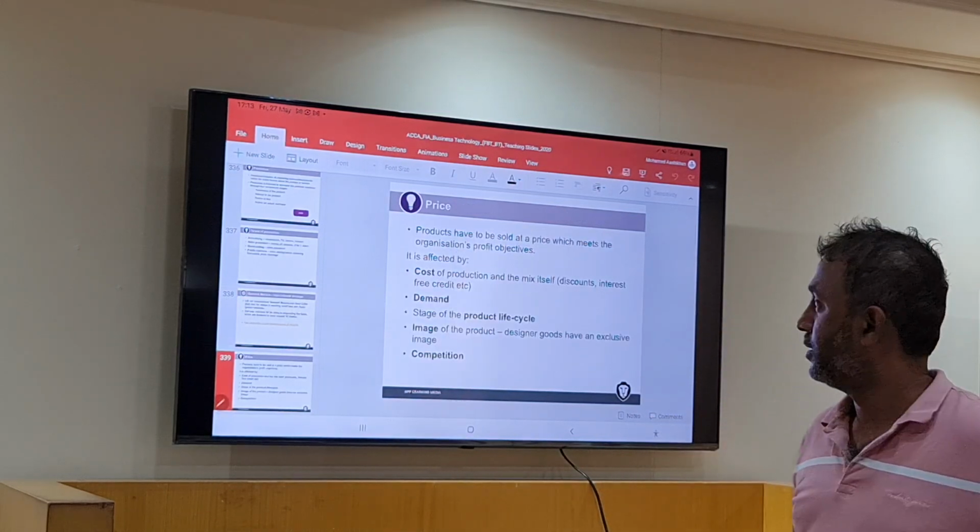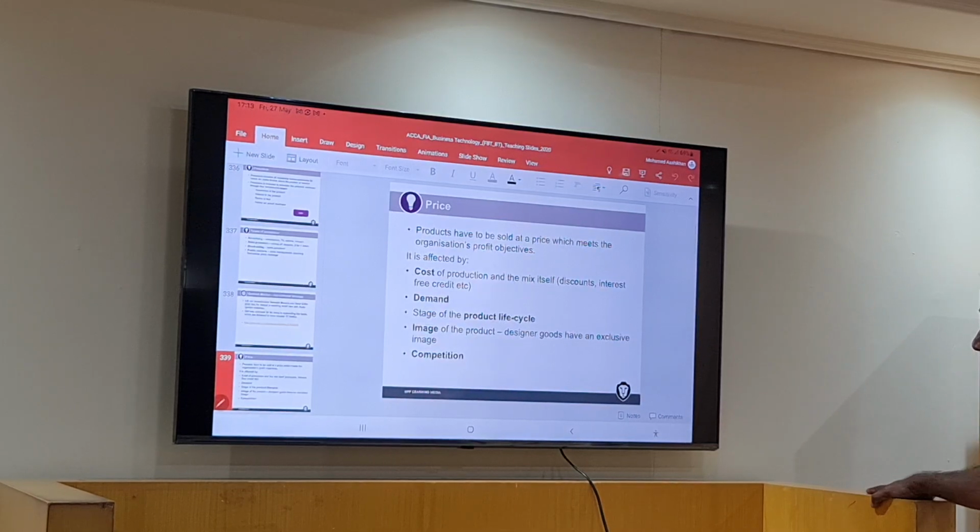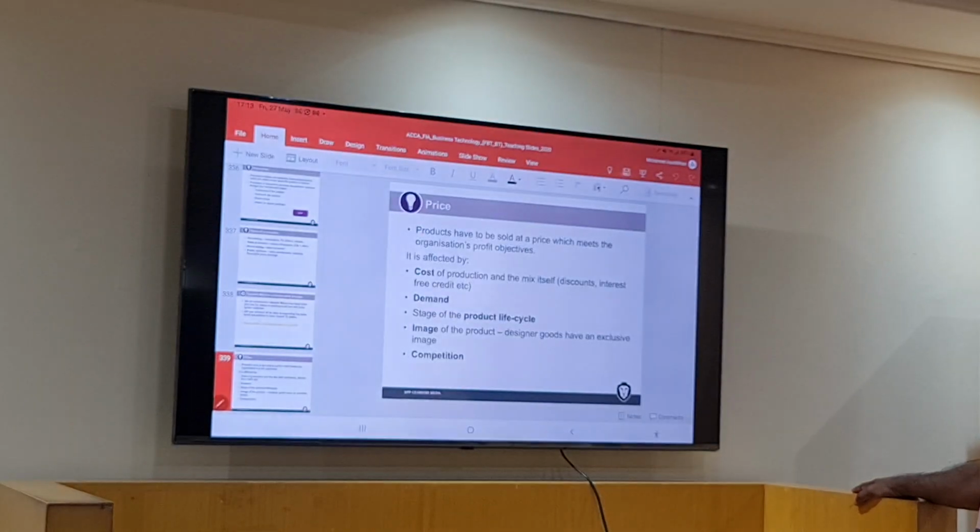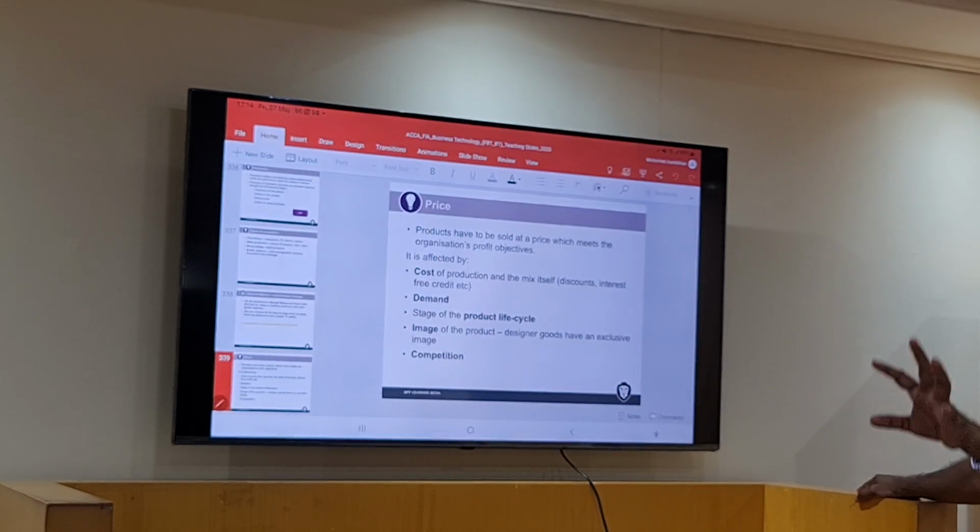Price. Products have to be sold at a price which meets the organization's profit objective. It is affected by cost, obviously, demand, and which stage of the product life cycle. I hope you all know the product life cycle, right? Development, introduction, growth, maturity, decline.